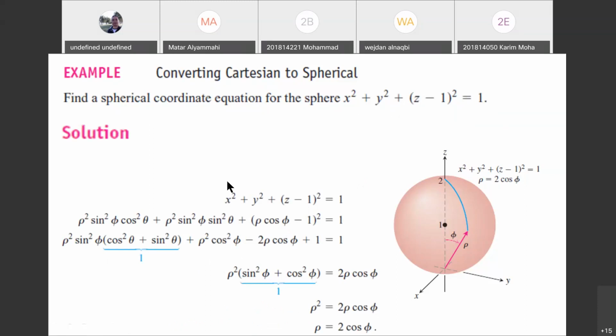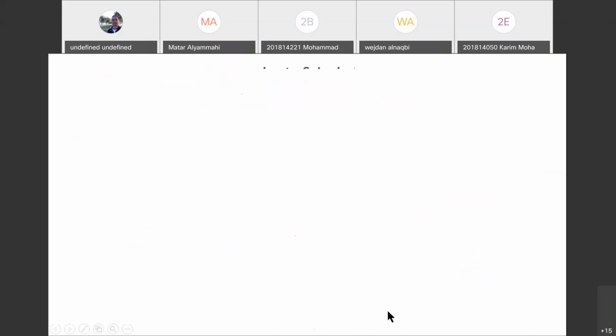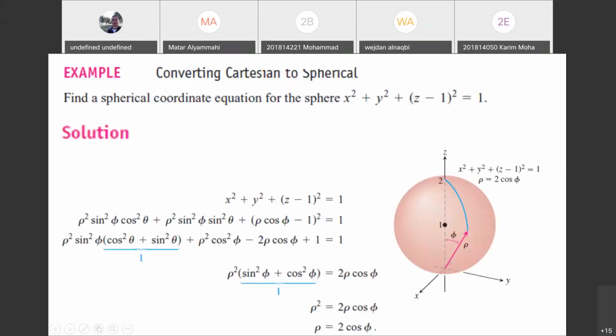After you end up with this as a common factor, you know cosine squared theta plus sine squared theta equals 1. So you can cancel out one of the rho with the rho squared, so you still have rho. Okay, this is rho equal to cosine phi. This is a sphere with center (0, 0, 1) and radius equal to rho in the spherical coordinates. So this equation in the spherical coordinates is a sphere equation, but the sphere has its center not at (0, 0, 0).